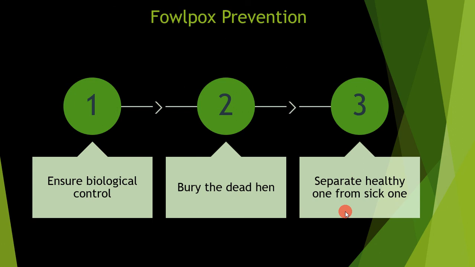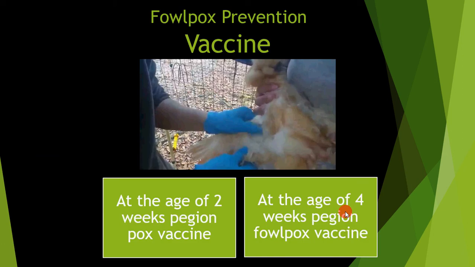This is the prevention. Next, you have to vaccinate as well. There is no proper vaccine for this, but you can vaccinate when the age is 2 weeks, applying a pigeon pox vaccine, and when the age is 4 weeks, you can apply a fowl pox vaccine as well.